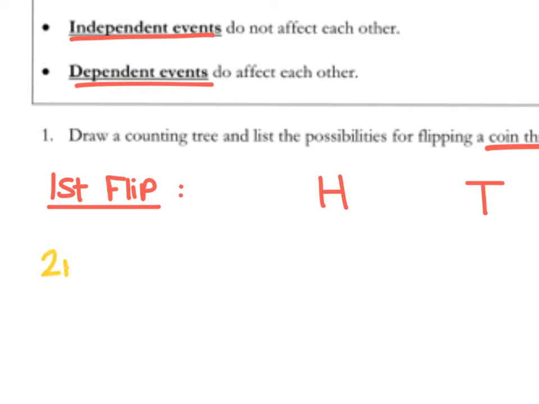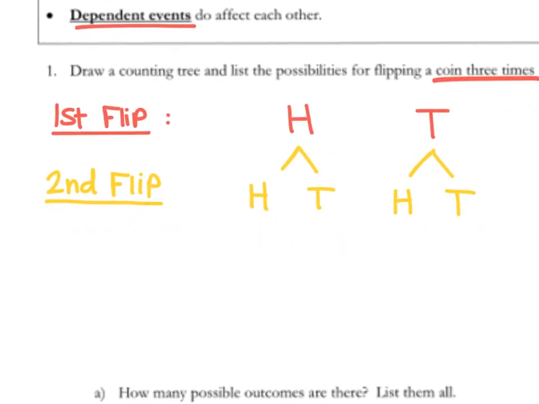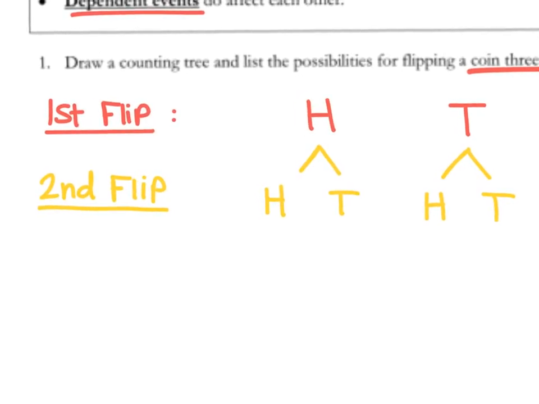But then I flip again. Now, let's say on the first flip I got heads. Then on my second flip, again, I'm either going to get heads or tails. But let's say I actually got tails the first time. Again, I'm either going to get heads or tails on the second flip. So the moral of the story is that for every possibility, you want to branch another 2 outcomes for each flip. From each previous possibility, you branch a new heads or tails.